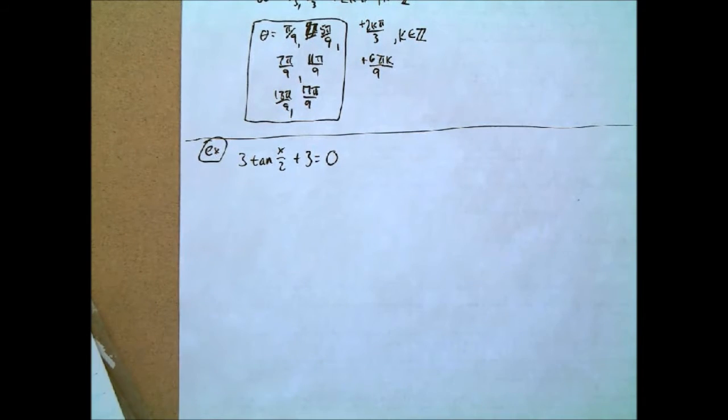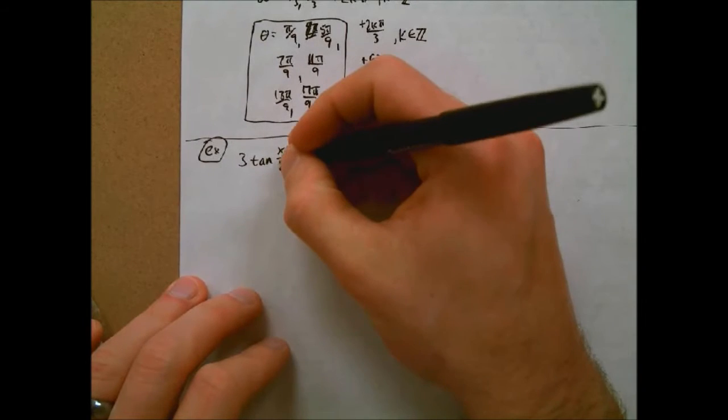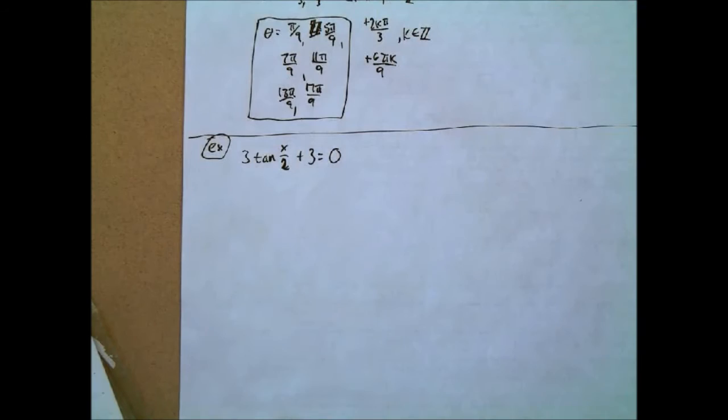All right, 3 tangent of x over 2 plus 3. Is the plus 3 inside the tangent or not? No, okay? You would see parentheses around it if it were. Is the x over 2 in the tangent? Yes, right? It's a single term, x over 2, so we count it all as one thing, and so it would be in the tangent.